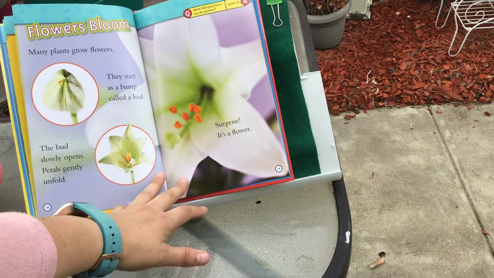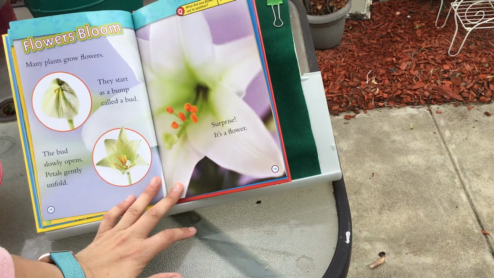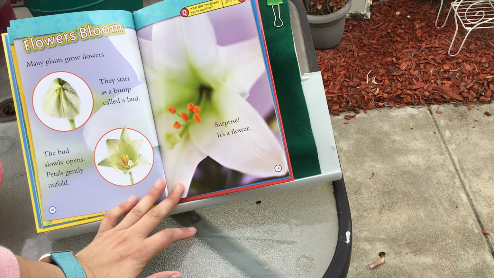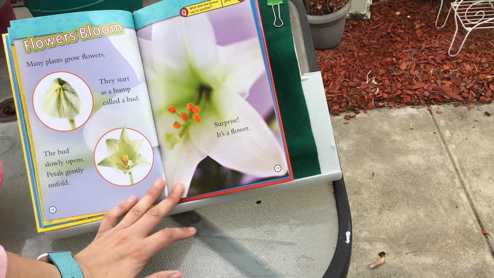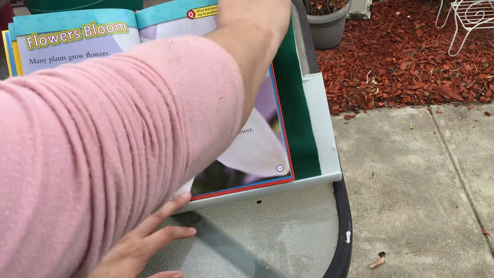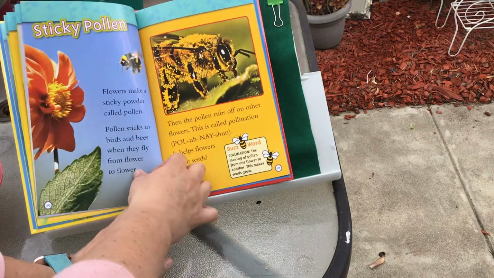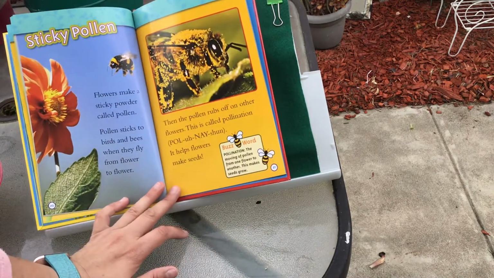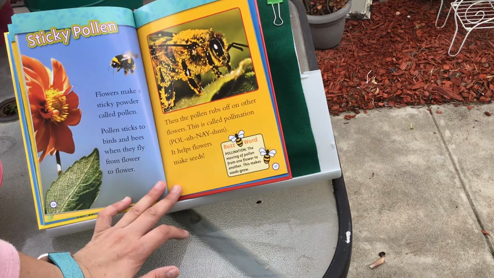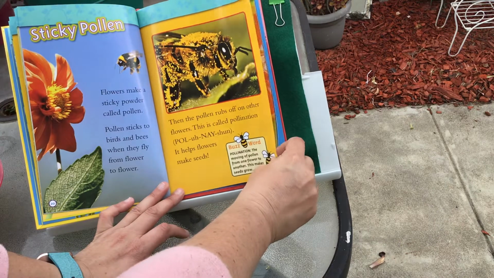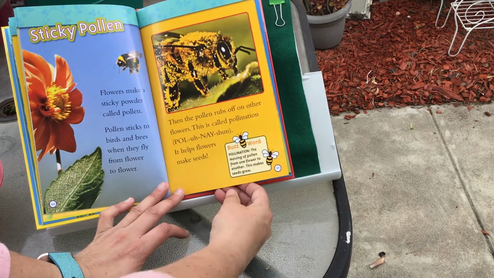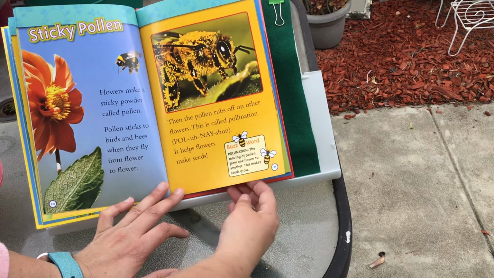Flowers bloom. Many plants grow flowers. They start as a bump called a bud. The bud slowly opens, petals gently unfold. Surprise, a flower. Sticky pollen. Flowers make a sticky powder called pollen. Pollen sticks to birds and bees when they fly from flower to flower. Then the pollen rubs off on other flowers. This is called pollination. It helps make seeds.